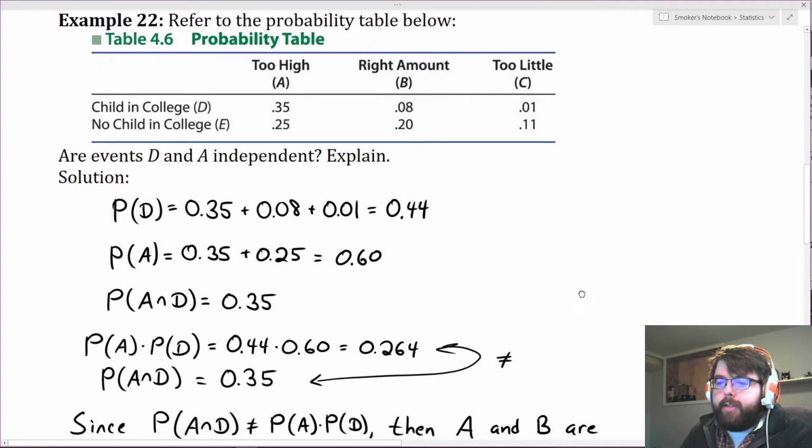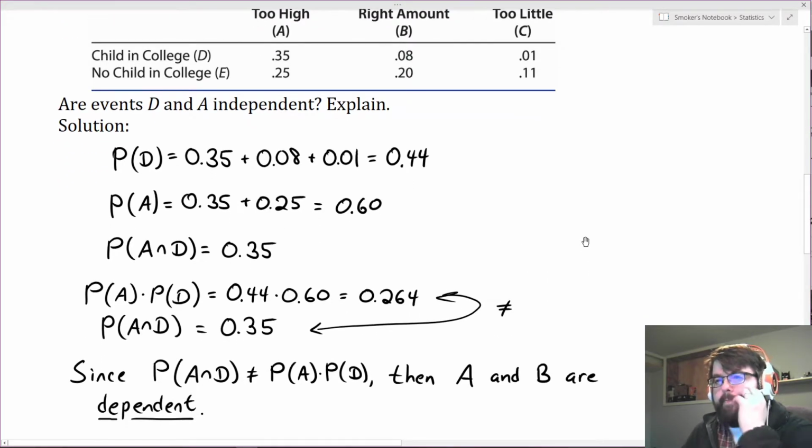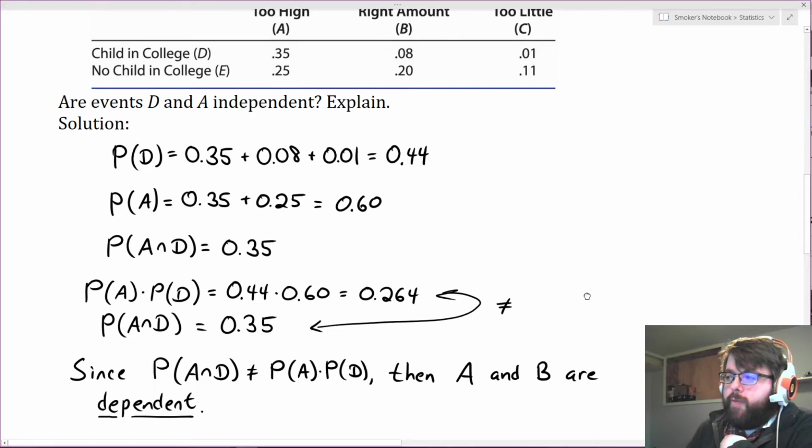These are dependent events. Having a child in college does affect whether or not they think, in this survey, college is too expensive.